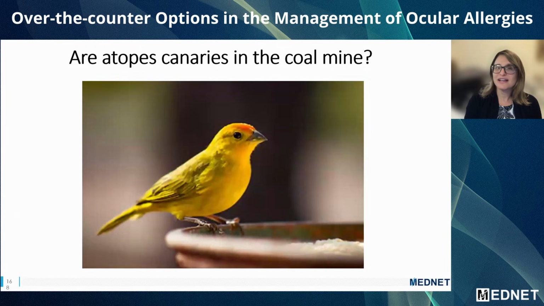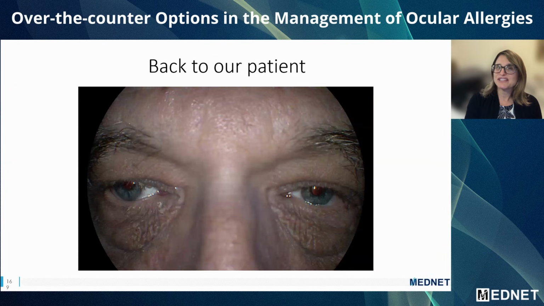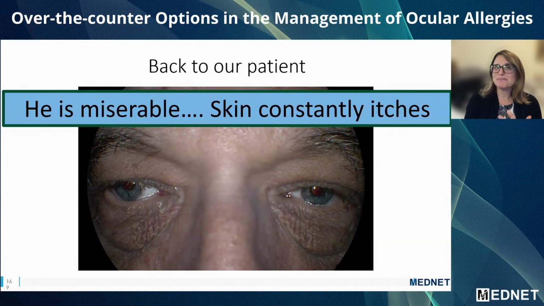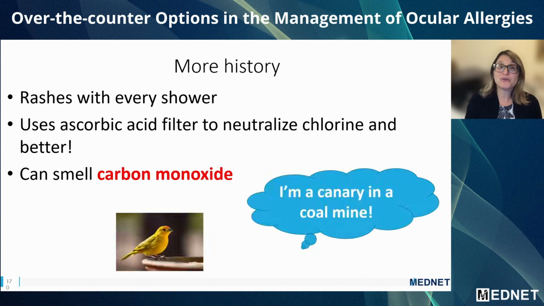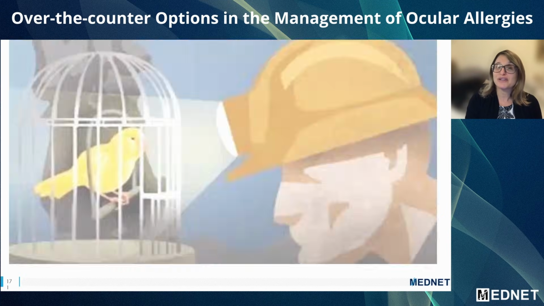But a different question that these patients have really introduced to me is whether my atopes are really canaries in the coal mine. Because our patient whose tears burn his skin, he's really miserable. He says his skin constantly itches, and he says he gets rashes with every shower, and he has to use ascorbic acid to neutralize the chlorine, which he says is the source of his rashes. He also tells me he can smell carbon monoxide. And as we all know, we call that an odorless gas. And that's why he's the one who told me, I think I'm a canary in the coal mine.